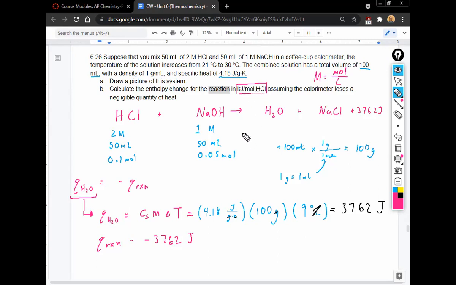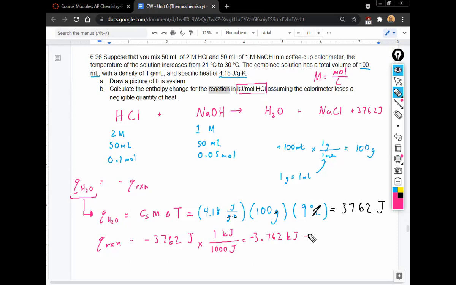Now we're almost done, but we're not quite done because it's asking us for the kilojoules per mole of HCl. Okay, so we need to convert this into kilojoules. Now we know that it's 1,000 joules per 1 kilojoule. Okay, so we can move the decimal 3 times to the left. That'll give us negative 3.762 kilojoules.